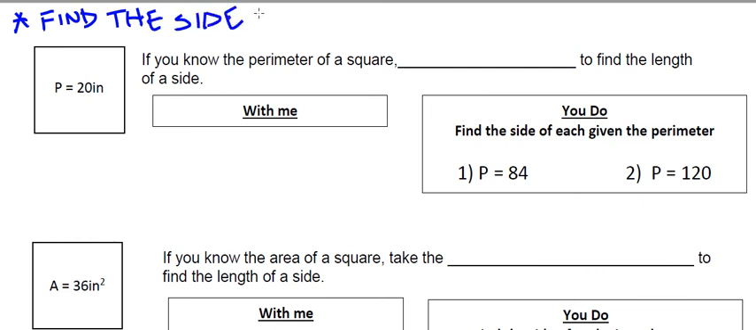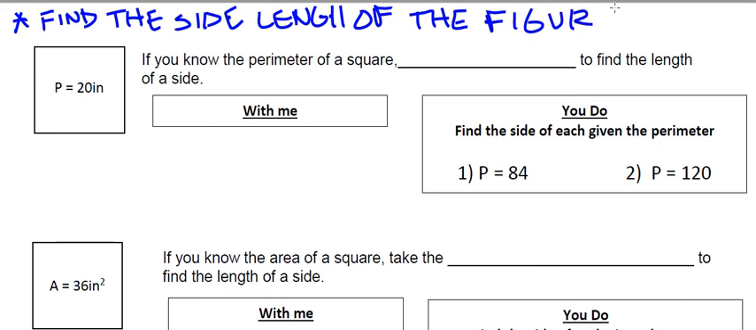Find the side length of the figure, which in this case is always a square. So these are just some basic steps. This is not what your homework's on. We're going to use this information tomorrow during the Zoom class to do some questions together, and then you'll have homework on that. But this right here is just to prepare your mind for what we're going to be doing.